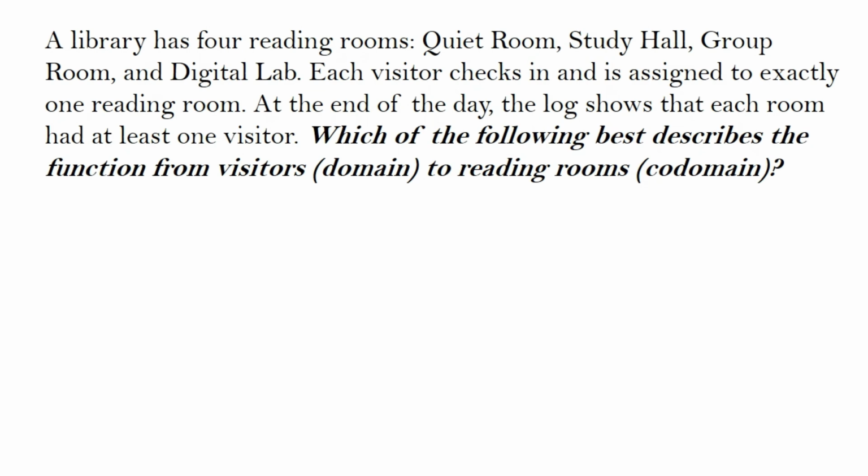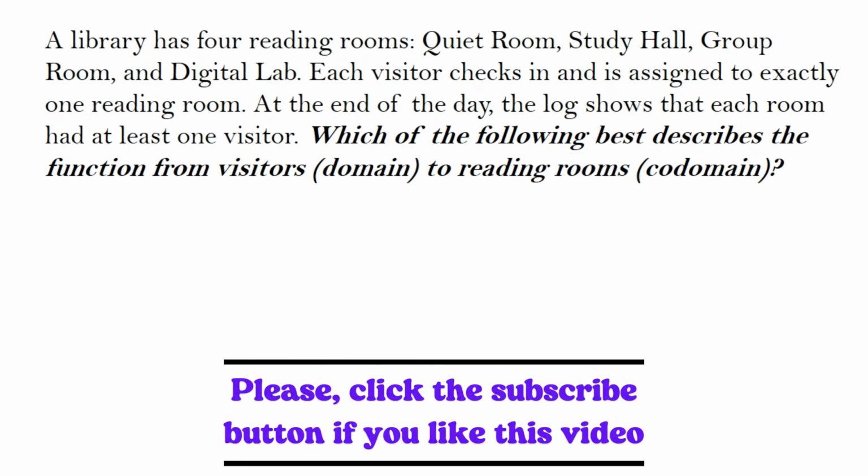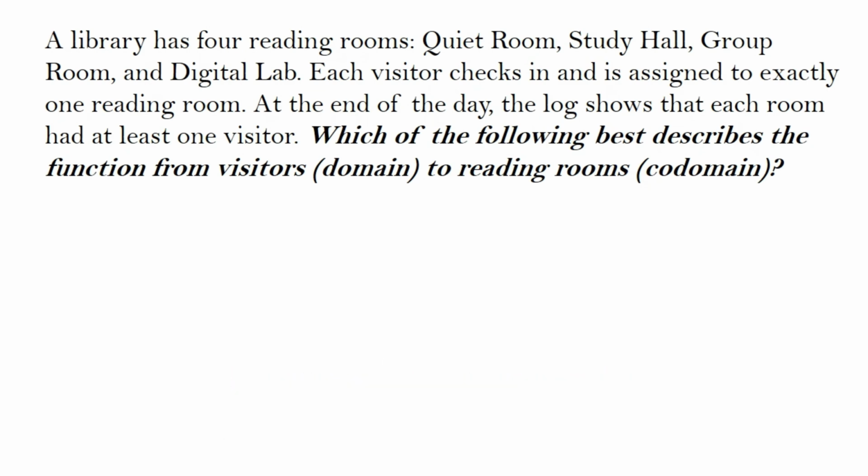Each visitor checks in and is assigned to exactly one reading room. At the end of the day, the log shows that each room had at least one visitor. Which of the following best describes the function from visitors, the domain, to reading rooms, the codomain?